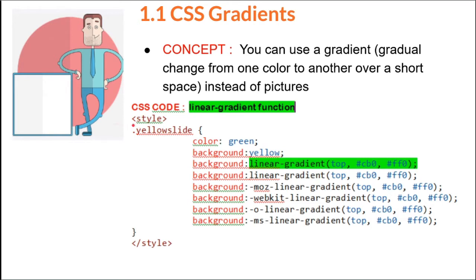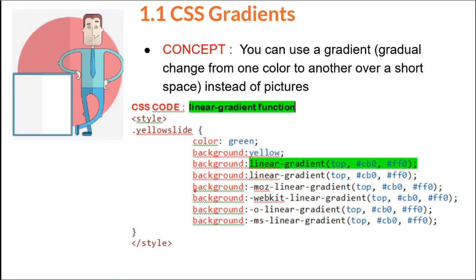So we start off with a style tag, then we have our class reference, and then we set the color green, we have a background of yellow, then we say the background, and then we use our gradient function where we say linear gradient starts from the top. The first color, the starting color, is #CB0 and the finishing color is #FF0. So this is using RGB notation to represent colors.